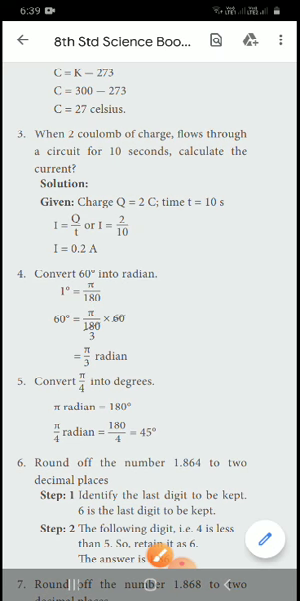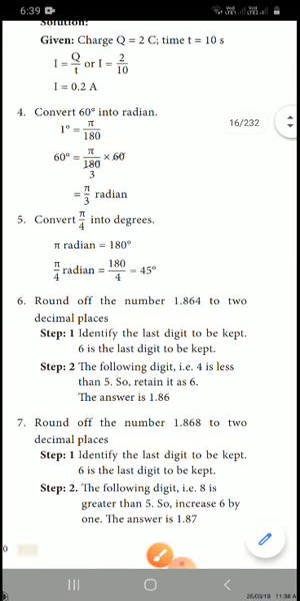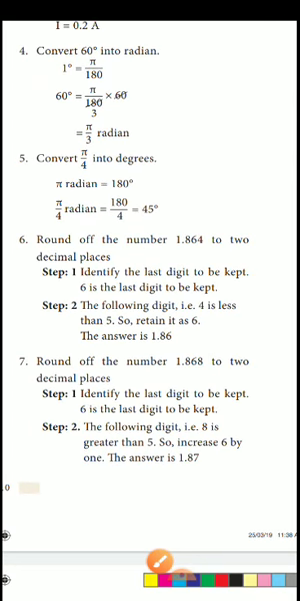Next sum is convert pi by 4 into degrees. This is 180 by 4, so 45 degrees is coming.